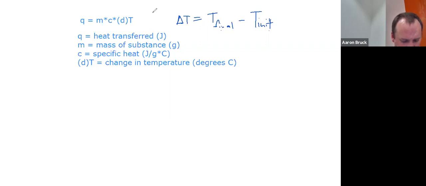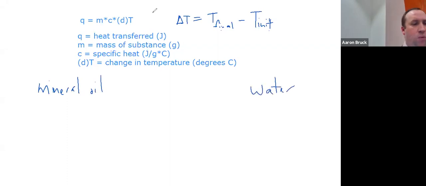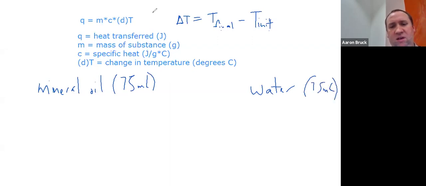So in lab, we had two different substances that we were looking at their heat transfers and changes. We had mineral oil and we had water. Now, we had equal amounts of each of them, 75 milliliters of the one, 75 milliliters of the other. The question that we were looking to answer is, over the 10-minute period, which one lost more heat? Which one cooled down faster?